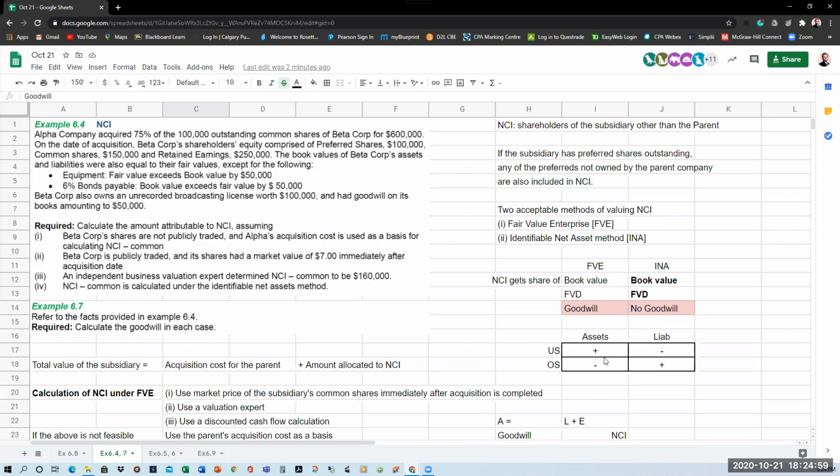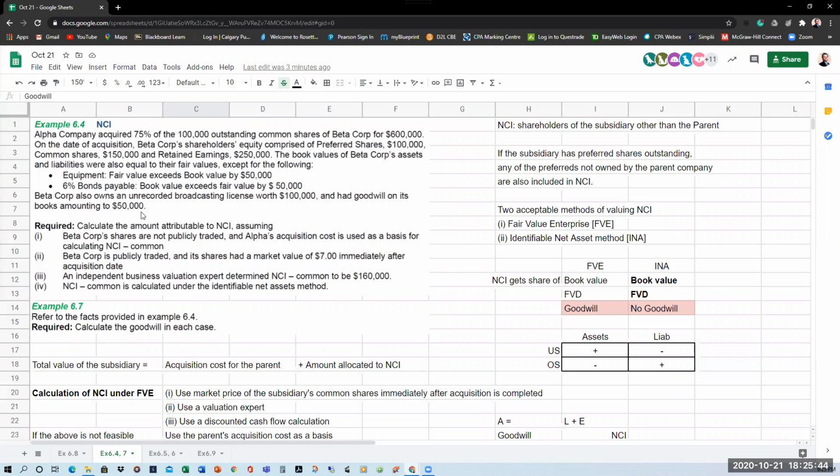Remember, for fair value differences, we make use of this 2x2. Understated assets, the difference is a positive. Overstated assets, the difference is a negative, and so on. We have bonds payable, a liability whose book value exceeds fair value, i.e. these bonds payable are overstated. The equipment was understated. The company Beta Corp also owns an unrecorded broadcasting license worth $100,000. So unrecorded means clearly understated. And Beta Corp also had goodwill on its books amounting to $50,000.